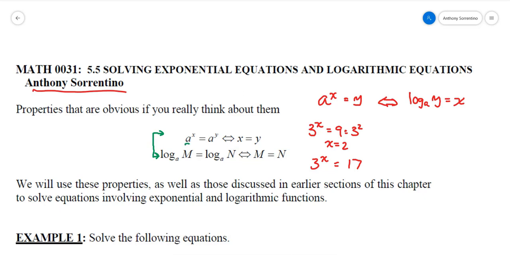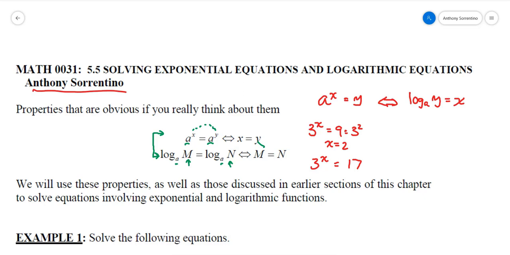If I have the same base raised to two different powers, and I say they're equal to each other, that means those exponents have to be equal to each other. So that stands to reason. And if I take a log of the same base of two things and they're equal to each other, that means those two things have to equal each other as well.